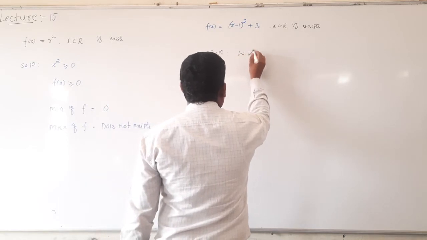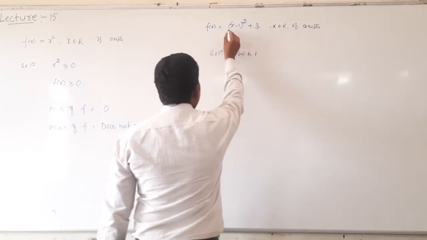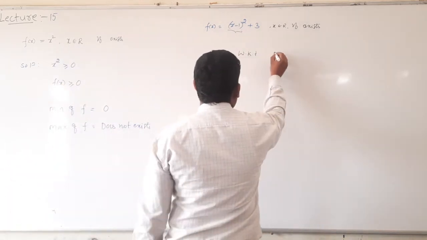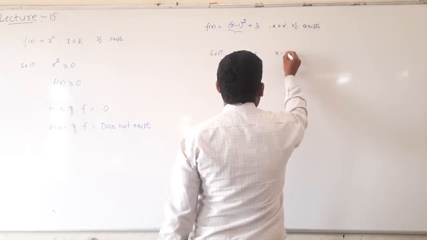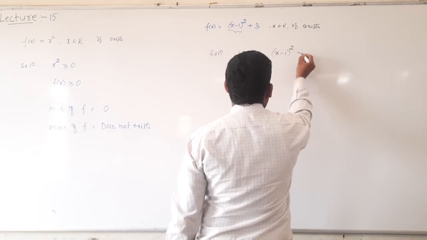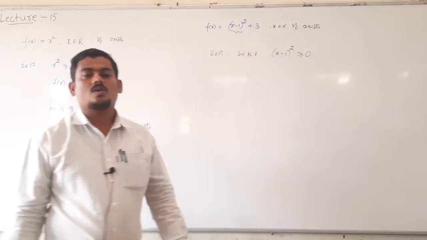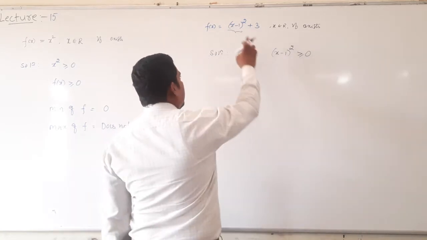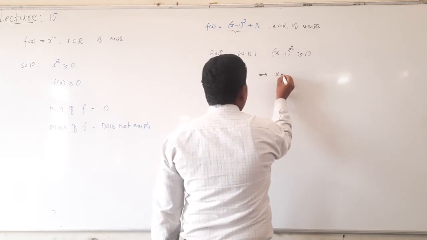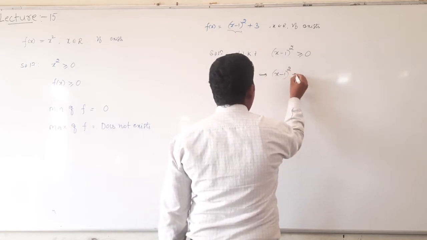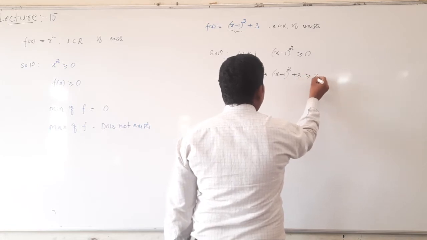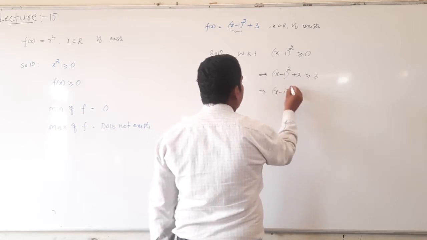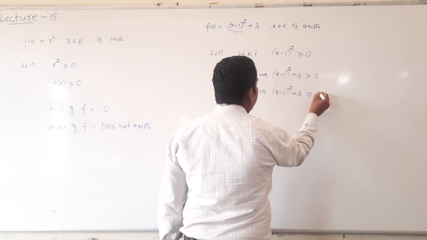Here the known value is, we know that x minus 1 whole square is always greater than or equal to 0, right? x minus 1 whole square greater than or equal to 0. Adding 3 on both sides, x minus 1 whole square plus 3 is greater than or equal to 3.